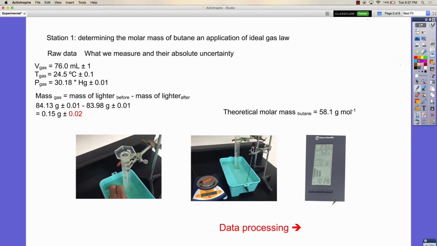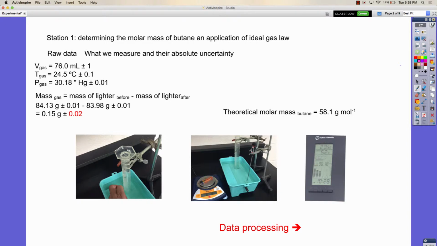If you're at station 1 and you are about to do the determination of the molar mass of a gas, this is the setup you have. You have a graduated cylinder filled with water, and then somehow you have to move it into the top of the water without spilling any. You have a thermometer, a balance, and a barometer on the wall to measure the pressure.